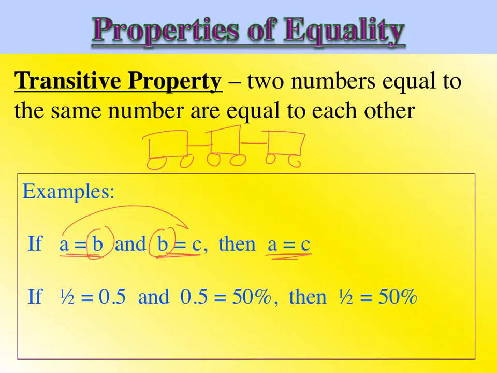Where it probably makes more sense to you guys is the second example. If we plug in actual values and say that 1/2 equals 0.5, and we also know 0.5 is 50%, then we can conclude that 1/2 is 50%. Again, because they share this 0.5, that means 1/2 and 50% are also equal.